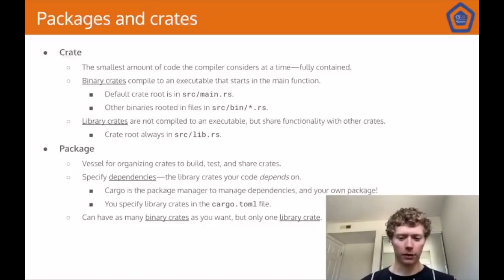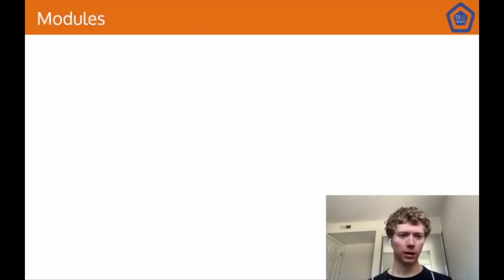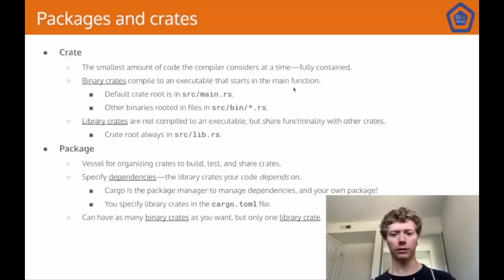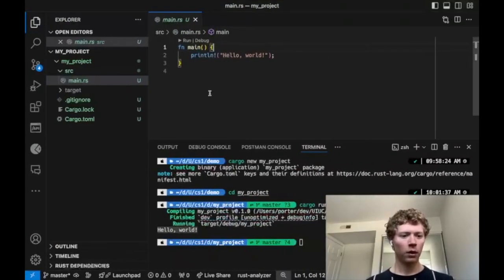So that might be kind of confusing why you would want to do that, but just the way Rust is set up, you specify packages as dependencies. So when you specify a package, Rust needs to know which library crate you're using. So they just said by default, the library crate is unique in a package. So let's go back to VS Code and take a look at what all this means.